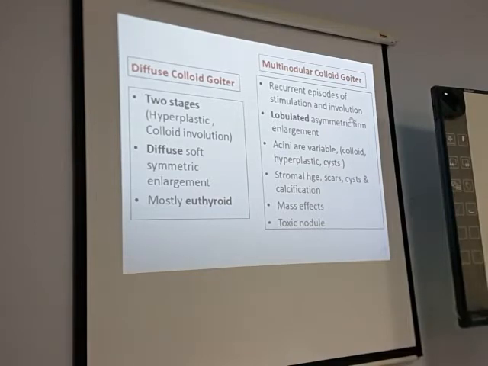It will affect the other organs. It's the mass, so it can compress the trachea and the esophagus. With the esophagus, there will be dysphagia, isn't it? And if it compresses the trachea, respiratory problems will be there.